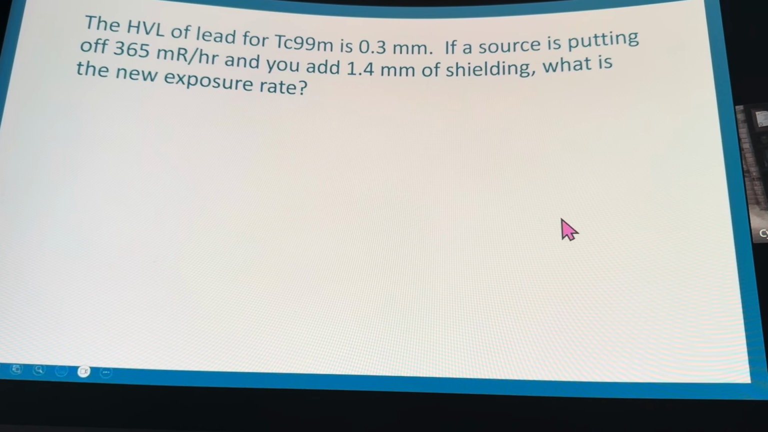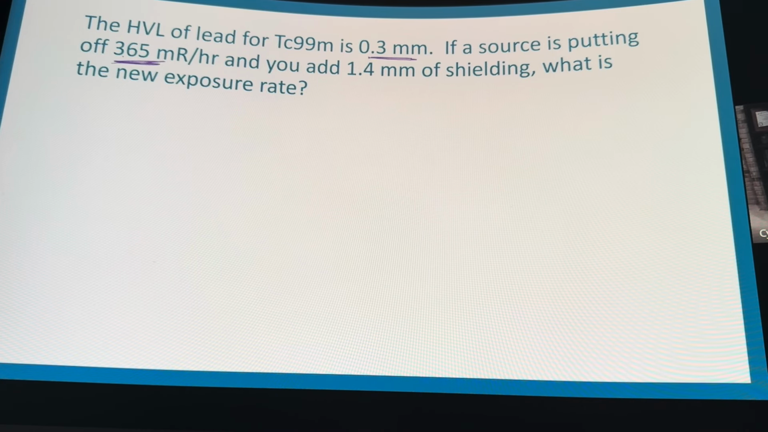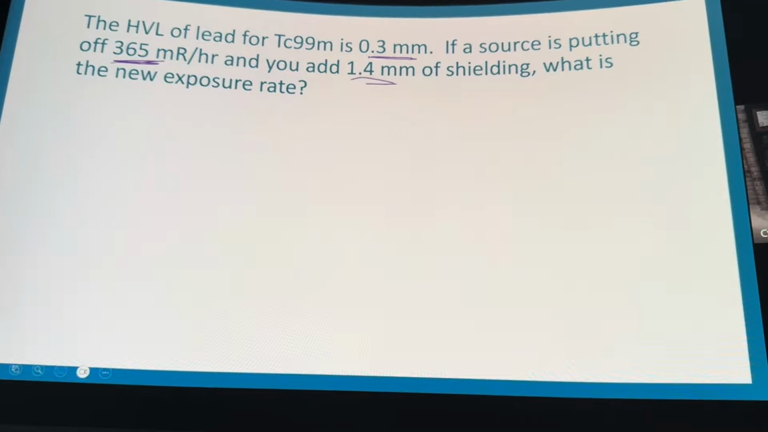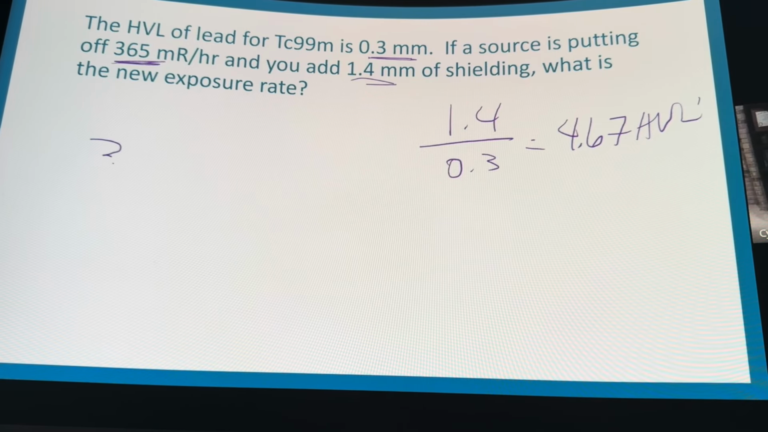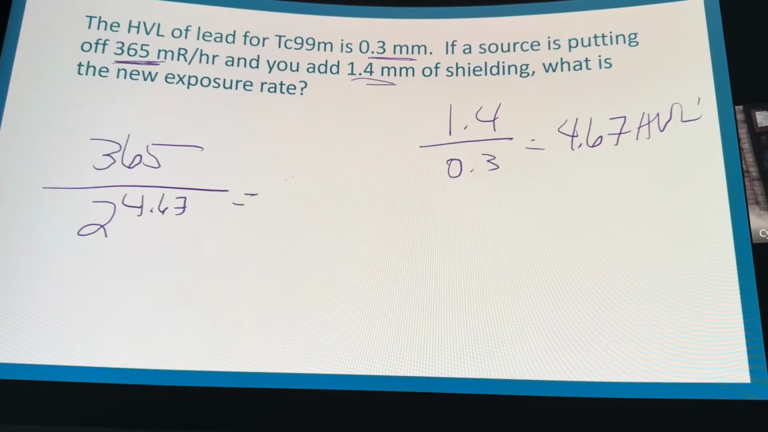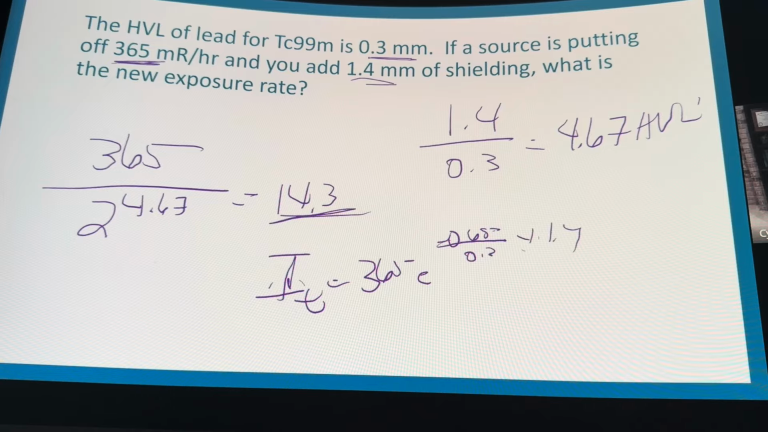All right, last one. The half-value layer for tech is 0.3, source is 365, you add 1.4 shielding. To find the number of half-value layers, I take 1.4 divided by 0.3, I'm adding 4.67 half-value layers. All I have to do is take 365 divided by 2 to the 4.67. My answer comes out to be 14.3. Of course, I could have done I sub T equals 365 times e to the negative 0.693 divided by 0.3 times 1.4. I'm going to get the same answer, 14.3.